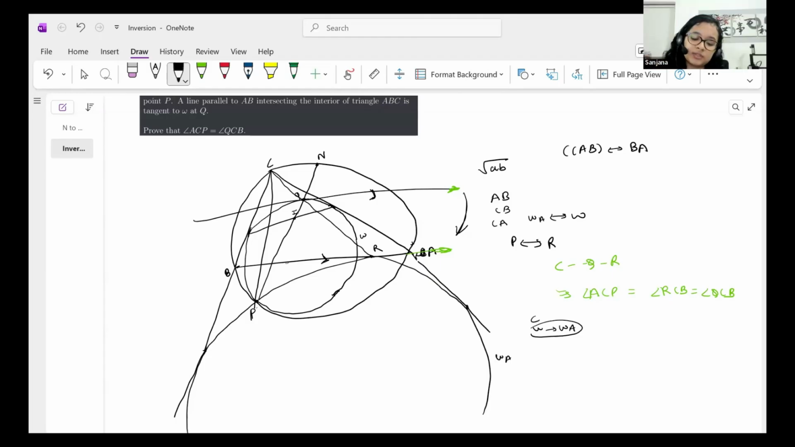Okay, because we know that P and R are inverses under root BC or root AB inversion. And that means that CP and CR are reflections over the angle bisector of BCA. So this angle is equal to this angle. Therefore, this angle must be equal to this angle.